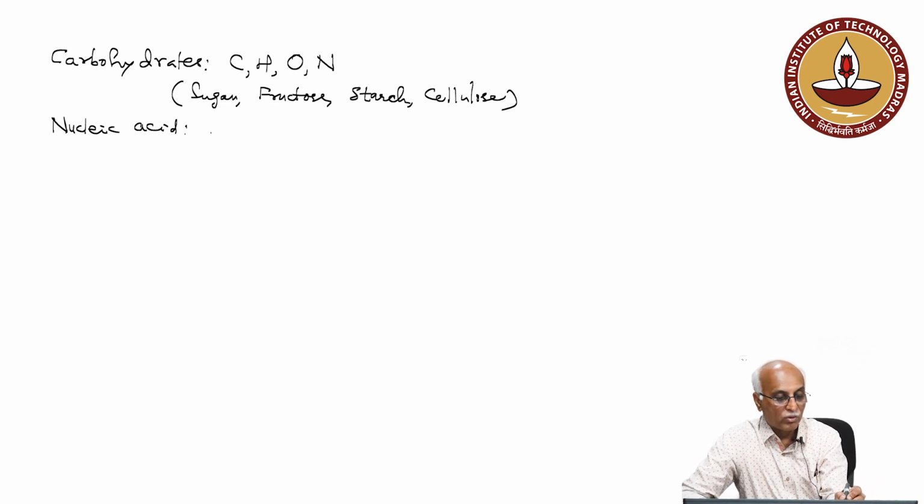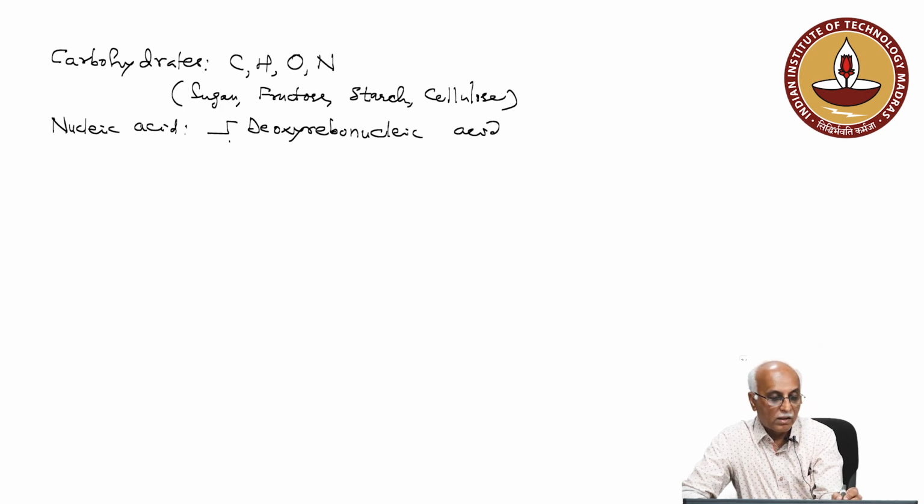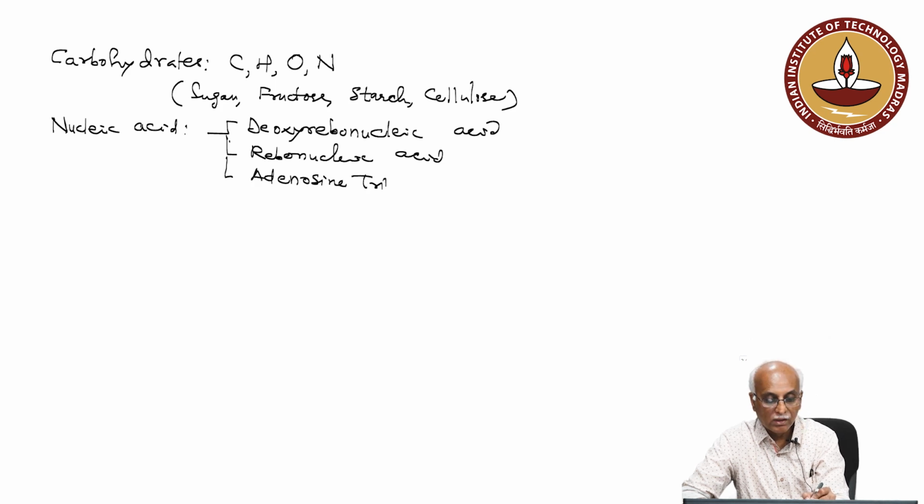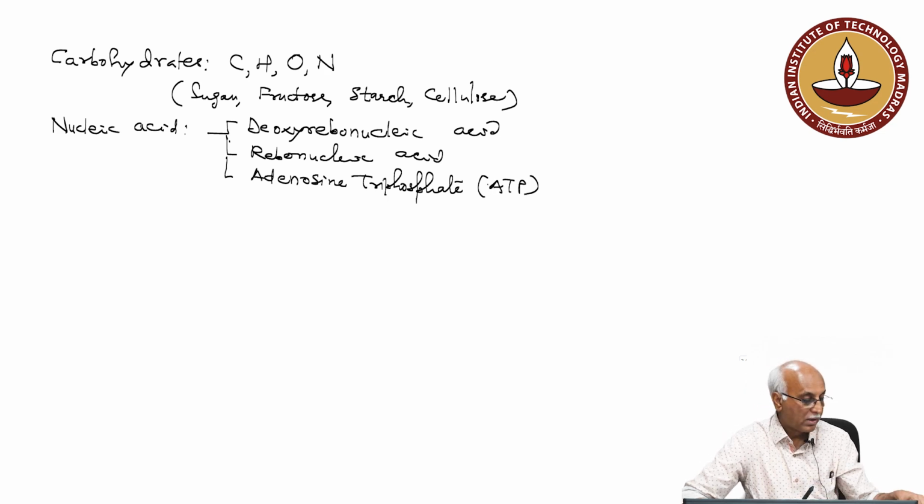Then nucleic acids store and process genetic and hereditary information. So we know deoxyribonucleic acid, DNA, then RNA, where the monomers come together. And there is one more important nucleotide, which provides energy for metabolic activity, adenosine triphosphate, which is available in active cells for various energy transfer and metabolic activities.